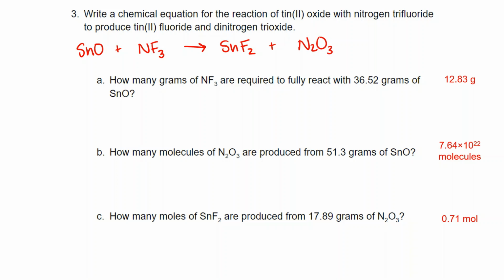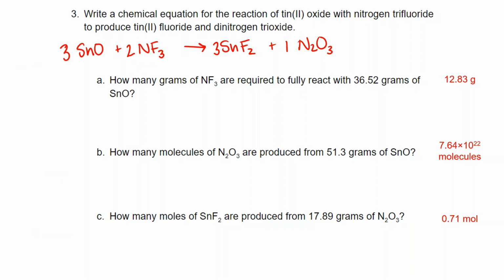I can look at fluorine, and I'm going to need to put a 2 in front of this one and a 3 in front of this one. So that'll give me 2 nitrogens and 6 fluorines on both sides. Then I need to put a 3 in front of this one to balance my equation. And then there's just a 1 here.